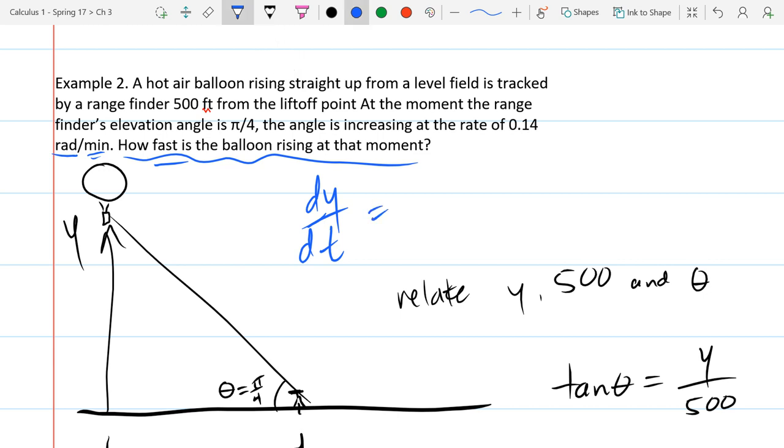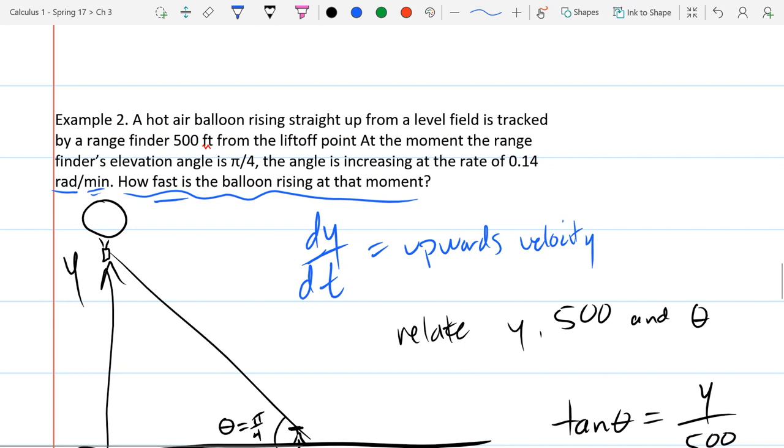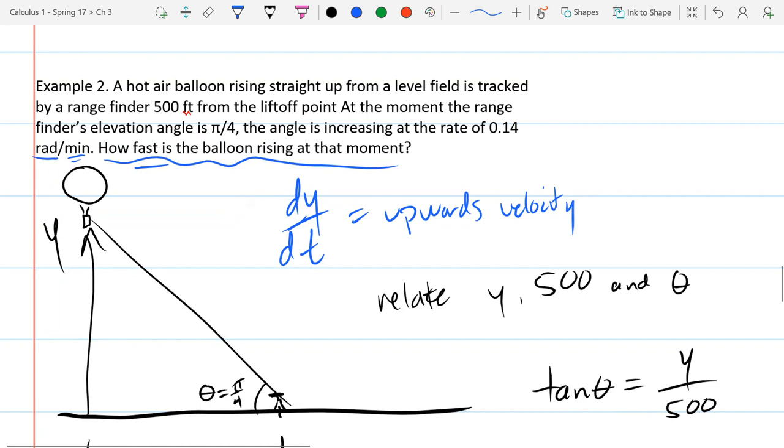All right, so this is the upwards velocity. And why is it the upwards velocity? Because it's a derivative of the vertical position. So the derivative of the position is the velocity, and we're counting vertical, so it's going to be the vertical velocity, or the upwards velocity.